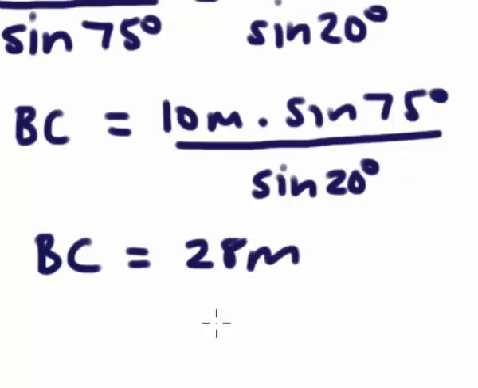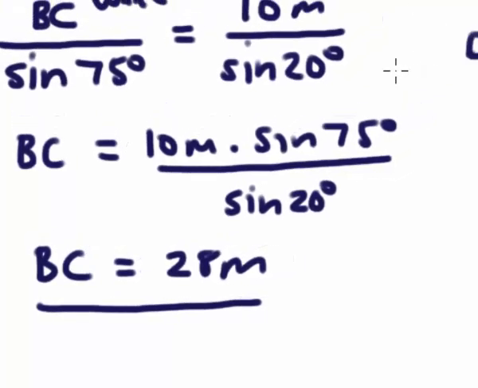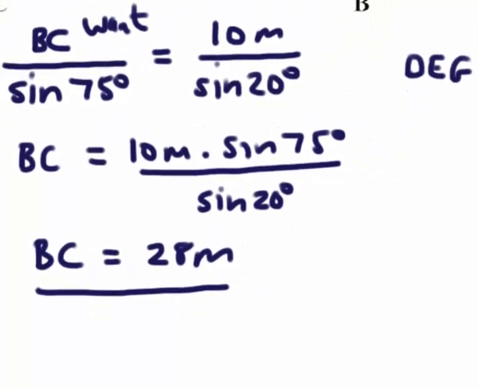Okay, good. So that's the length of BC using the sine rule. Two angles and a given side. Okay, and two given angles.